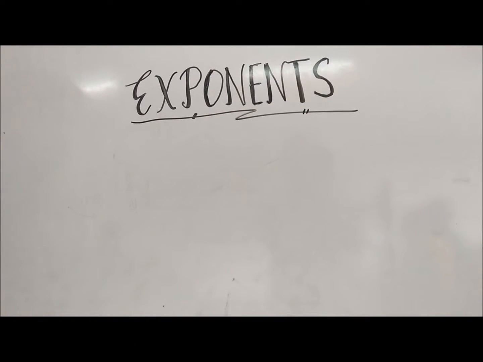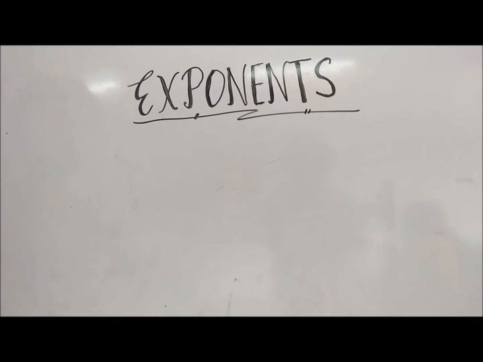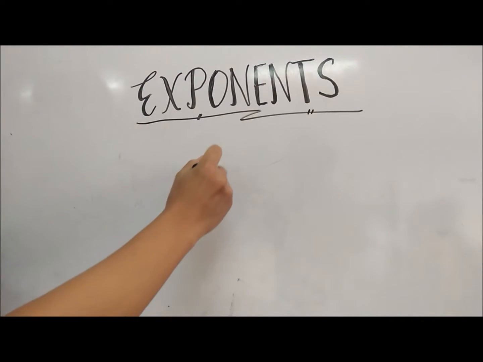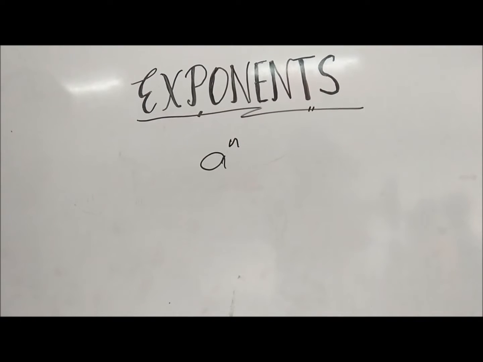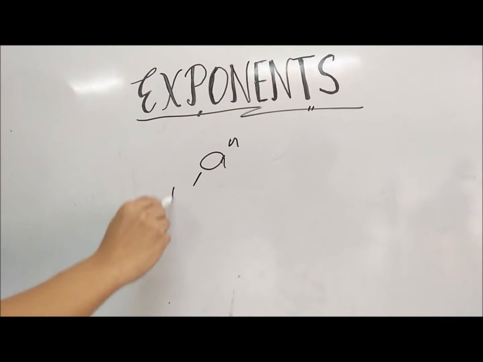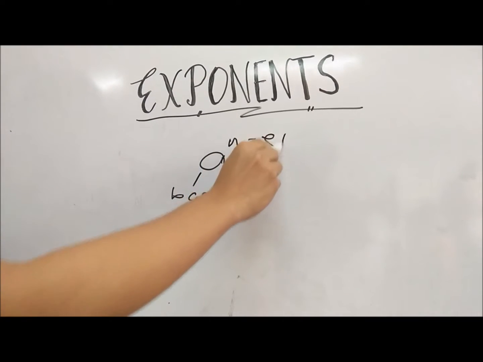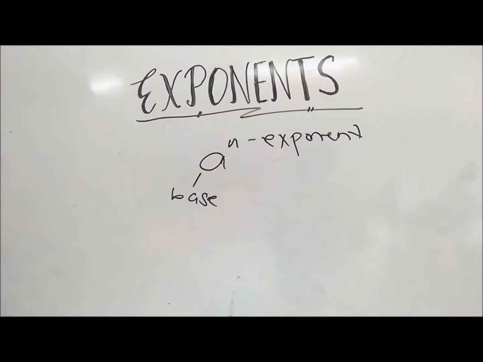Good day, viewers. Today we are going to discuss exponents. But what is an exponent? An exponent tells us how many times a number will be multiplied by itself. In this expression, a raised to n, a is called the base, while n is the exponent. This expression can also be written as a to the power of n.